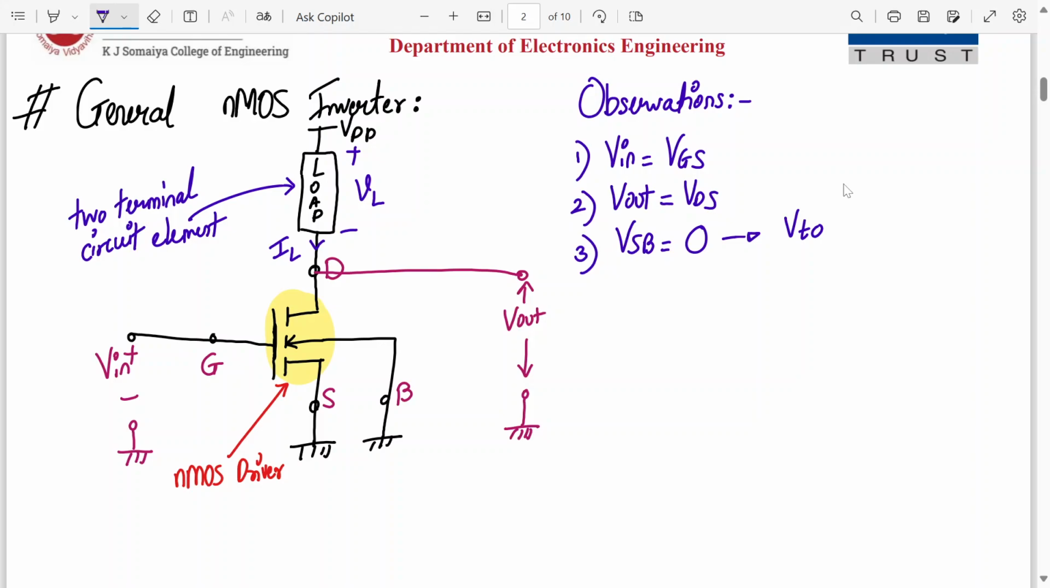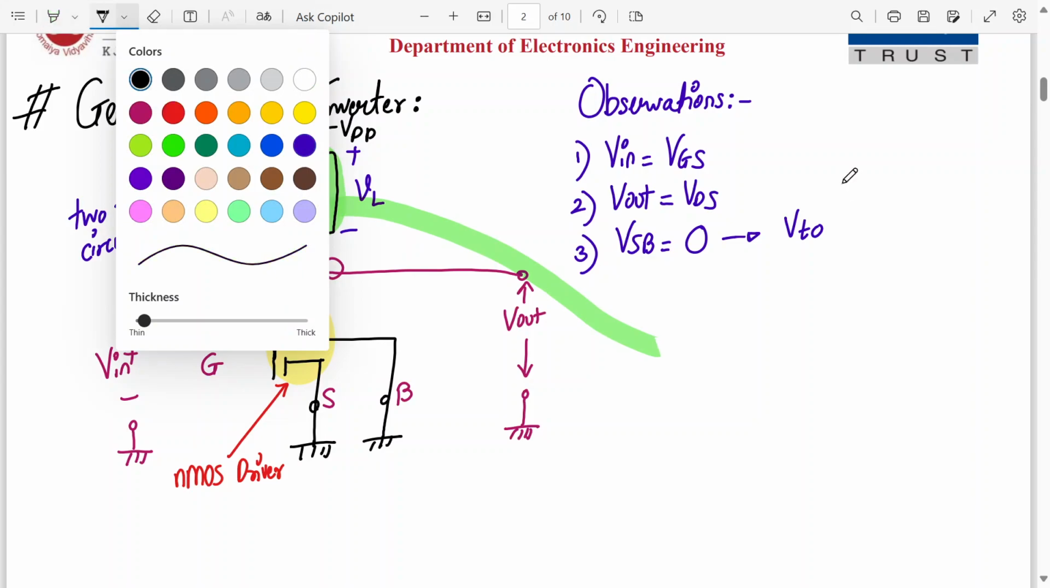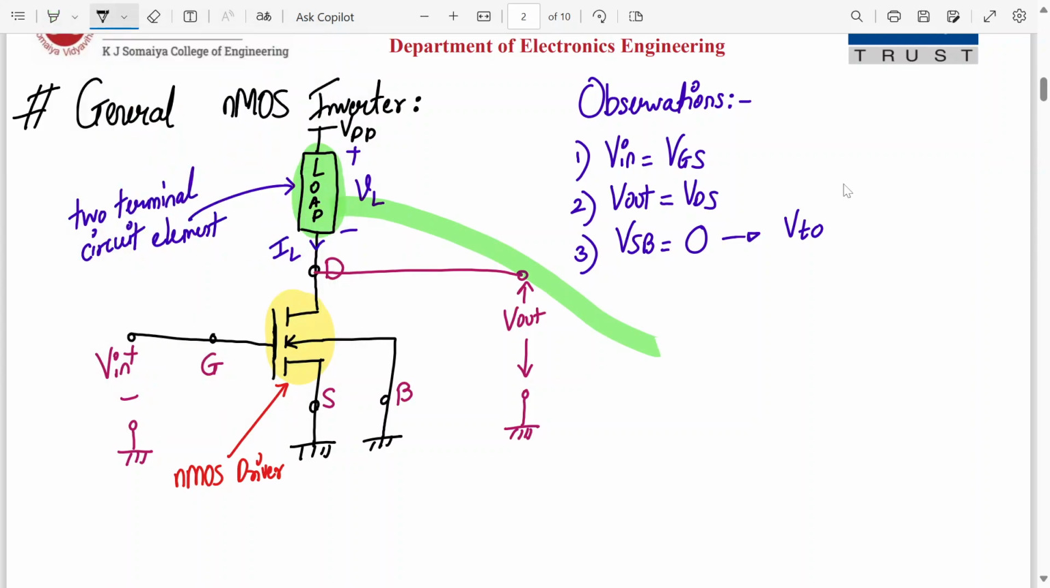Now, depending upon the type of load, we have 4 different types of loads over here. Depending upon the type of load, 4 different types of inverters. So here we write the heading: types of NMOS inverters. Number 1, resistive load.